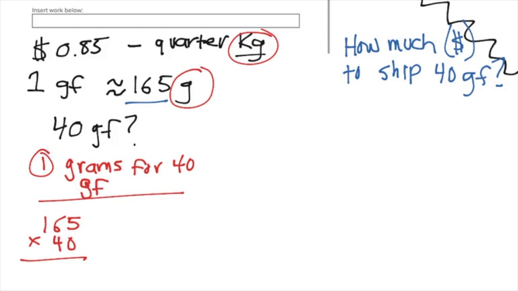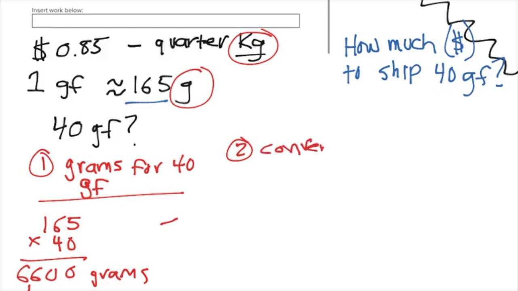You pause it here. Work through the rest of this. See if you can figure it out and pause here. Okay, so you should have realized that this gives you 6,600 grams. But again, I said I wanted to convert that. So if I'm thinking kilograms, right? So my second step, I want to convert.